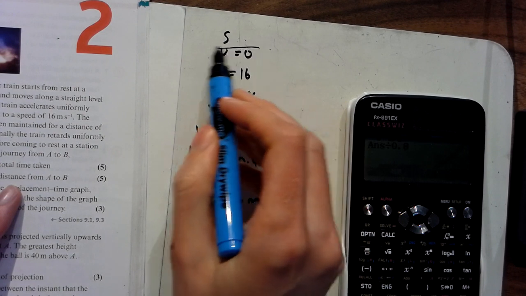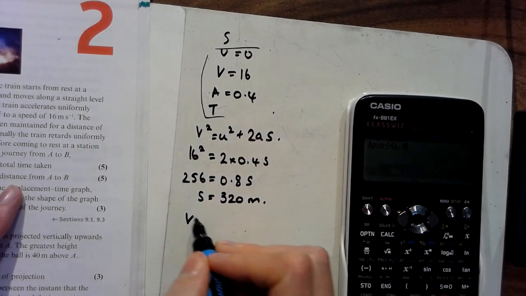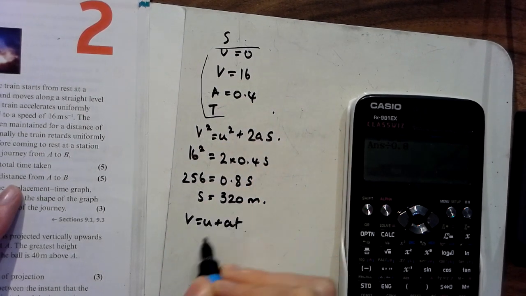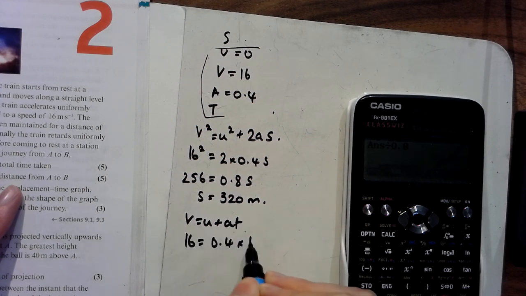And then also I need time. So for time, I'm going to do v equals u plus at. So I've got 16 is 0 plus 0.4 times t. So t is 40 seconds.